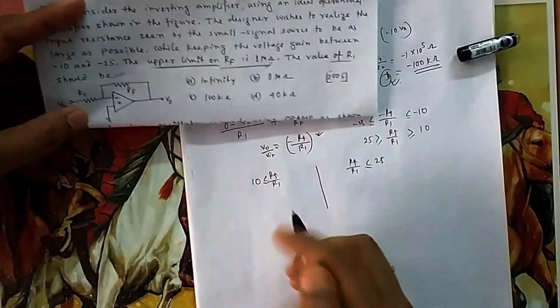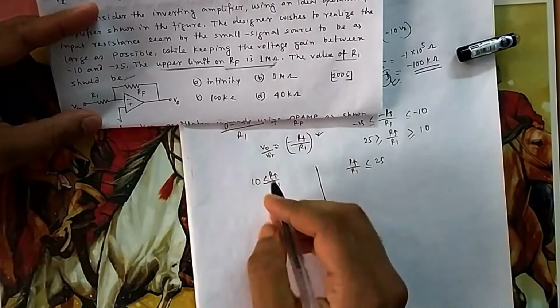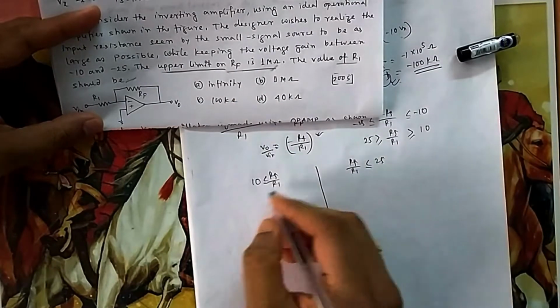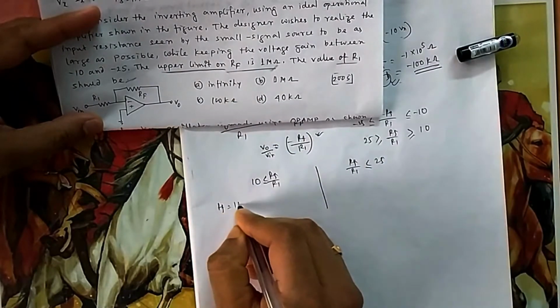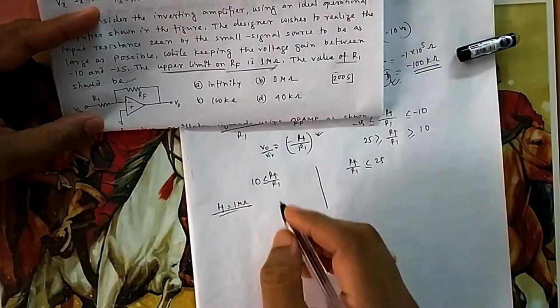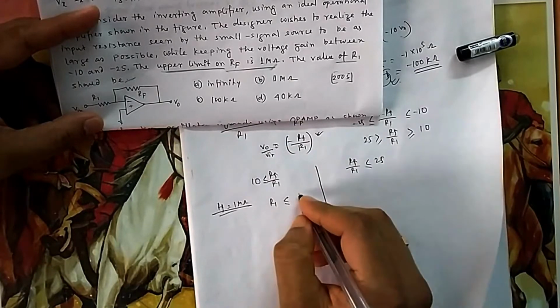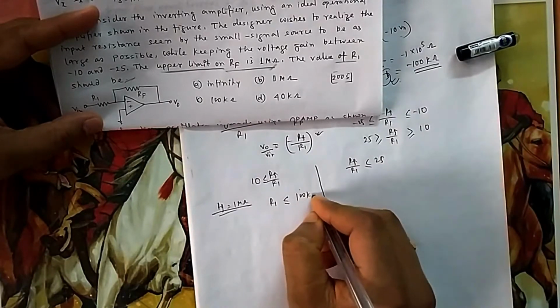Now if you check with this one, if you put RF equal to 1 mega, then accidentally you will find both the options C and D. So let us take RF equal to 1 mega without putting any pressure on our mind. Let us calculate. So what will be your R1? R1 will be less than 100 kilo ohm.